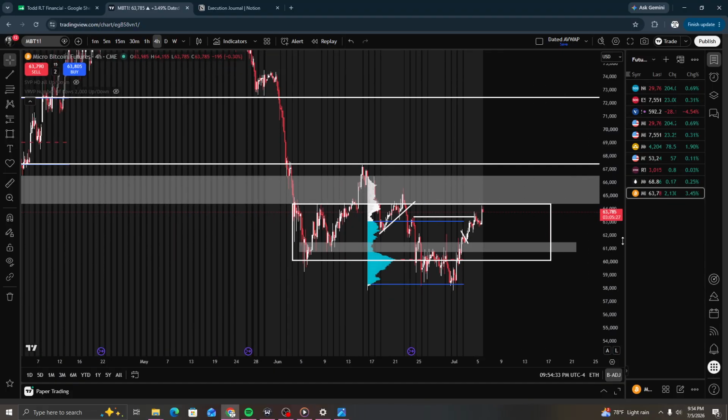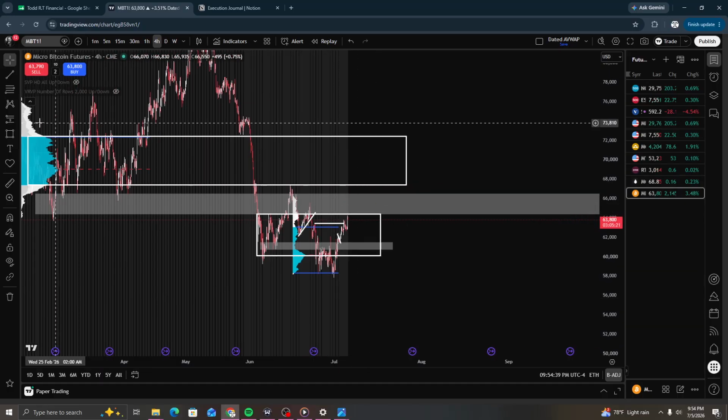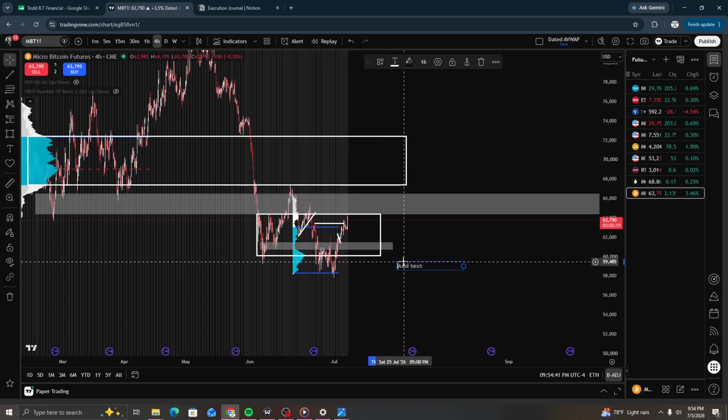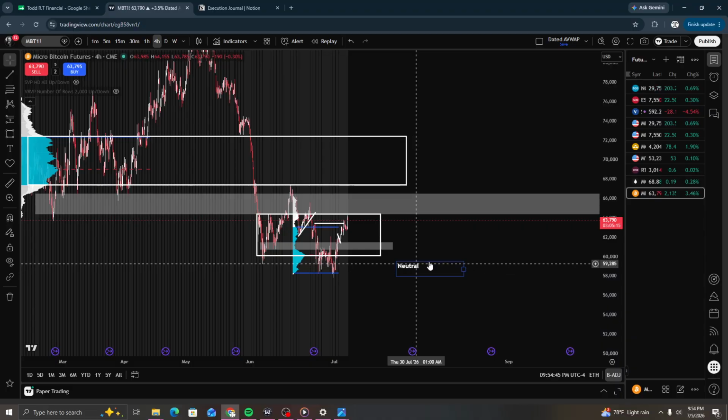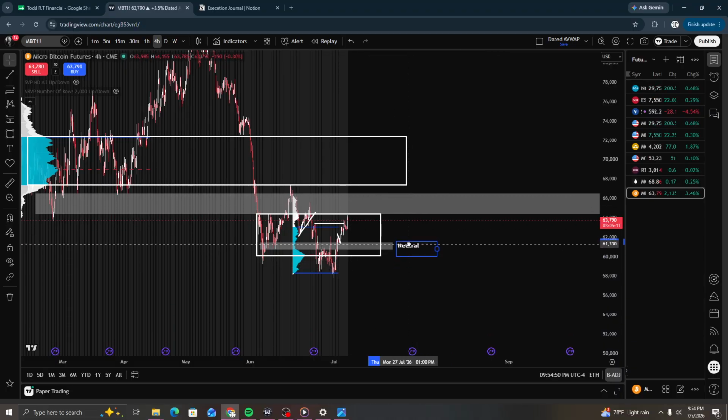Okay, to wrap it up, very cautious of this range here for Bitcoin. Gun to my head, neutral. No idea. I don't really want to play in that area right there, long or short. So I'm not trading it.